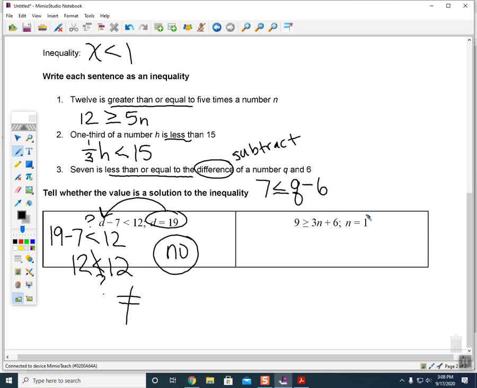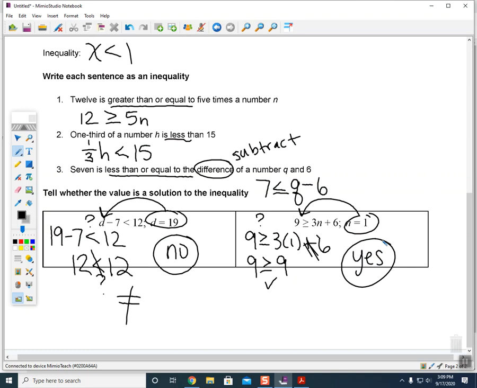Do the same thing over here with n equals 1. So I've got 9 is greater than or equal to, I want to know, is it greater than or equal to 3 times 1 plus 6. So I'm down to 9. It's greater than or equal to 9. Yep, that is true. 9 is greater than or equal to 9. This is a solution to my inequality.